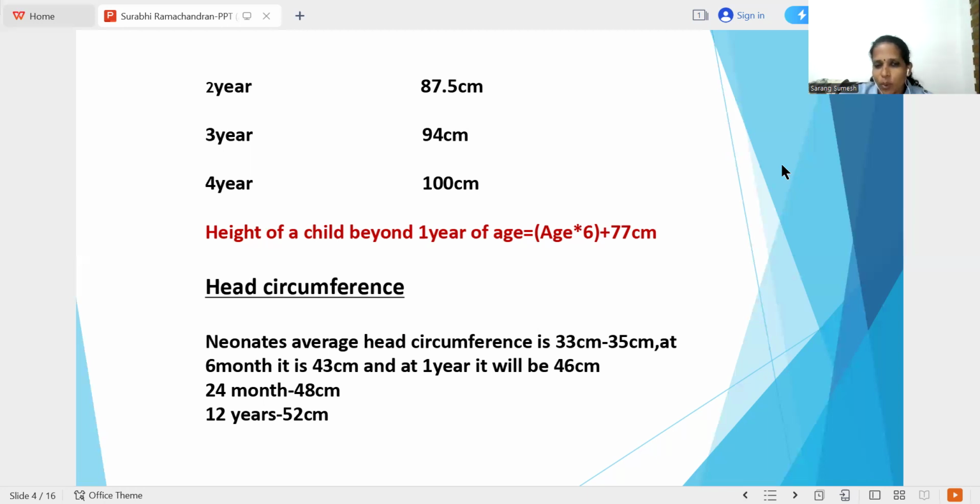So some main points in height. Height at birth 50 centimeter, and we are using one equation to measure the height of a child.